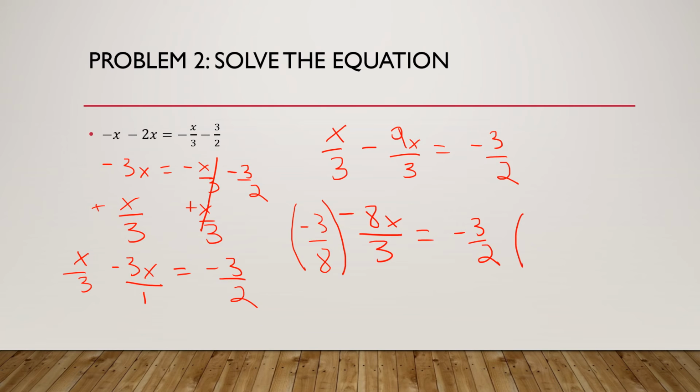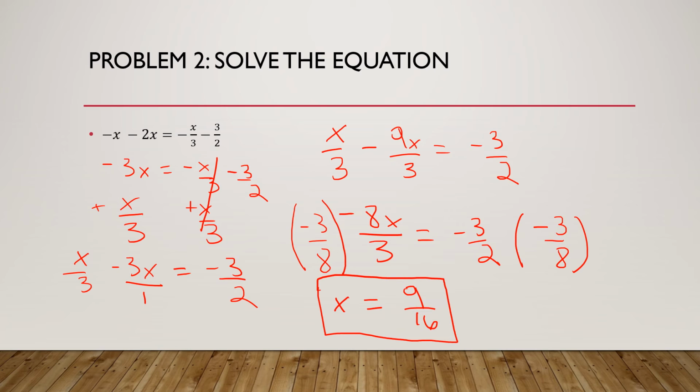And remember, what we do to one side of the equal sign, we're going to do to the other side of the equal sign. So we're going to multiply negative 3 over 8 over here, and that will reduce to x equals negative 3 times negative 3, that's 9, and 2 times 8 is 16. There you go. So x is going to equal 9 over 16. All right, let's move on to our final problem.